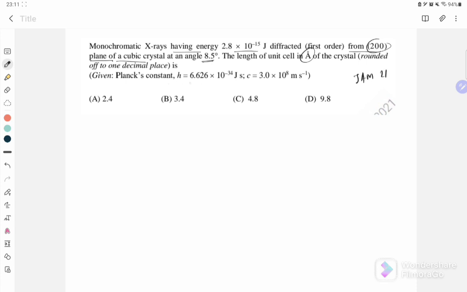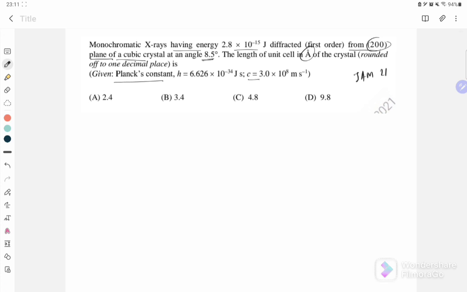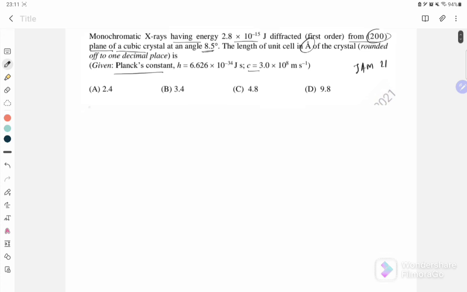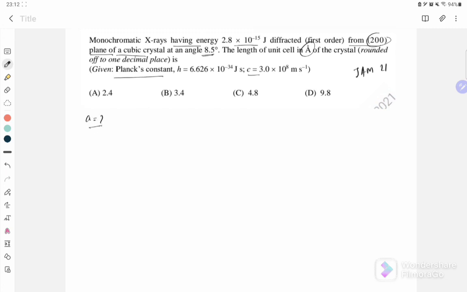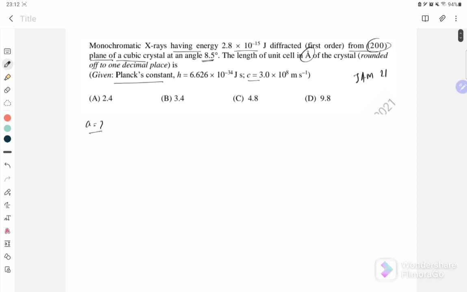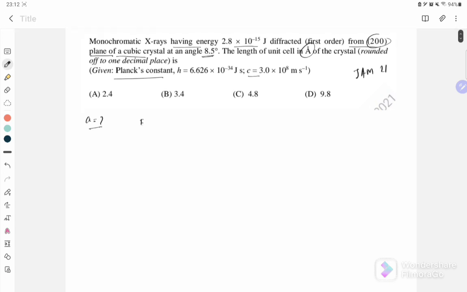Okay, and given are the Planck constant and c. So we have to calculate the unit length, that is a. So we have energy equal to h nu, that is h into c by lambda is equal to E.